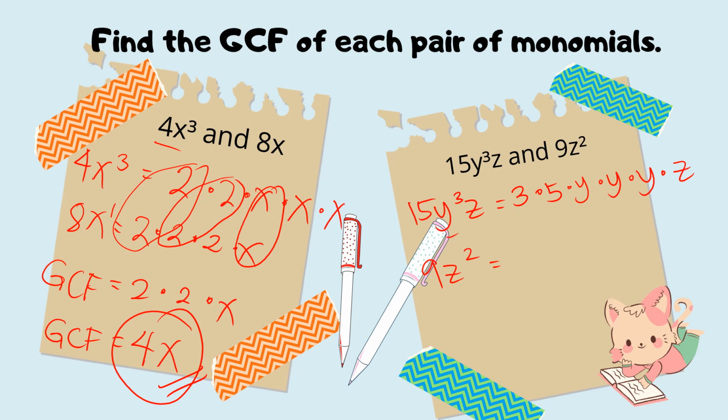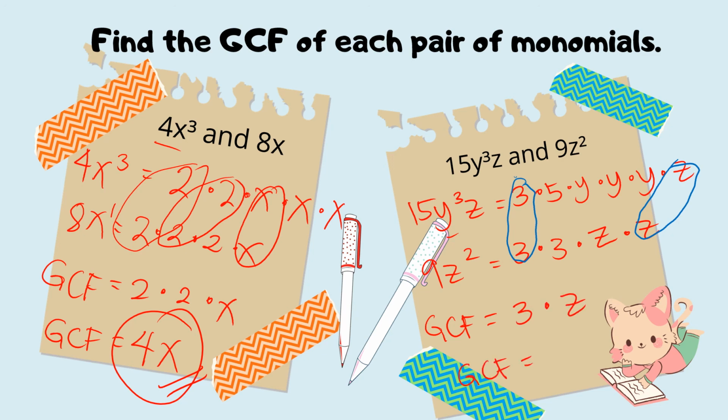So, what are the factors of 9? So, we have 3 times 3. And ilan yung letter? So, dalawang z. And then, tingnan na natin ngayon kung ano yung may mga parehas sila. So, meron silang isang pares ng 3 at meron silang isang pares ng z. So, yun lang, no? So, therefore, our GCF will be 3 times z, or pagsamahin na natin, so that will be 3z. So, this will be our final answer.